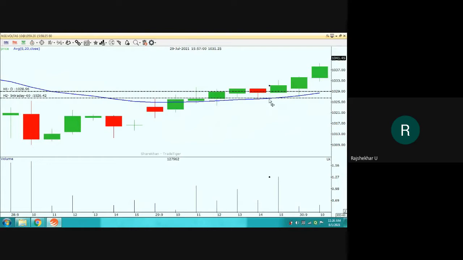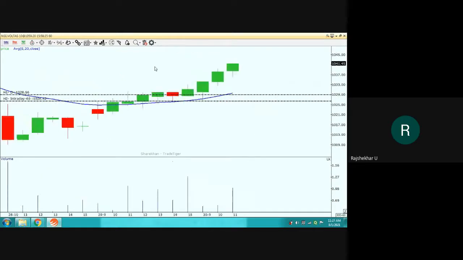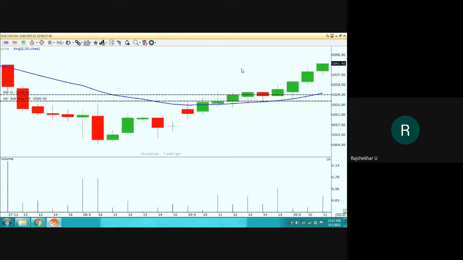You can see this here. Okay. So once the stock is above hourly and daily moving average line, the stock should be on your radar. The stock should be on your radar.